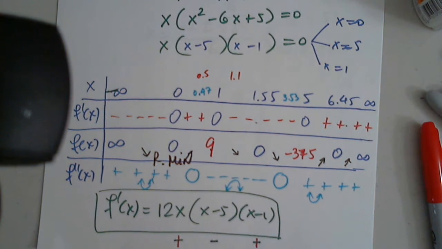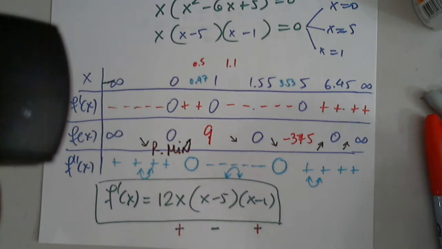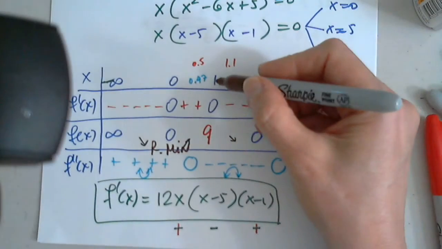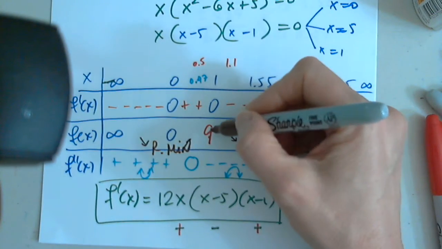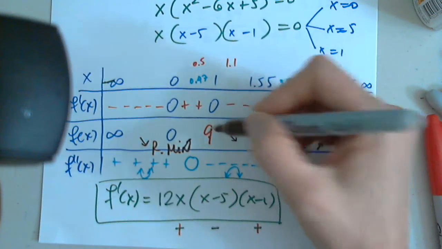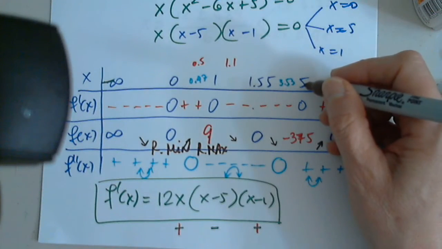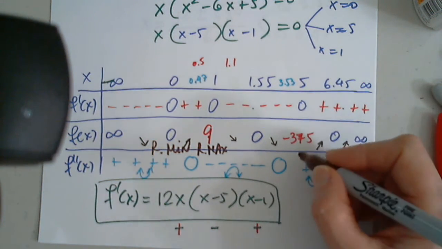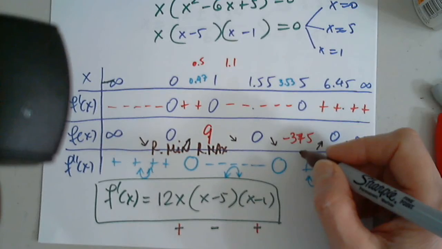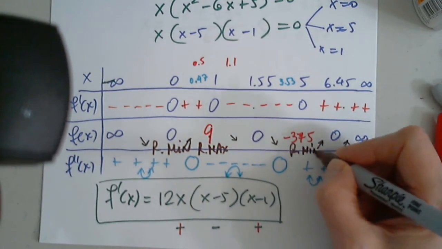1, 9. Noor, will you tell us what is 1, 9 for this function? Do I need to graph that first? I would like to know what type of point is 1, 9. Maximum. Okay, very good. It's a relative max. Good. Anyone else? 5, negative 3.75. What type of point is that? Minimum. Very good. Awesome. Relative minimum.